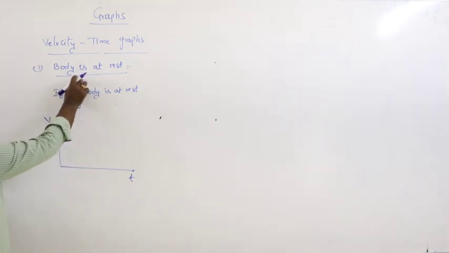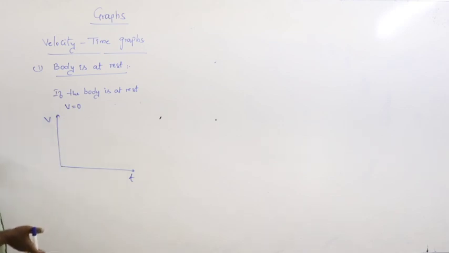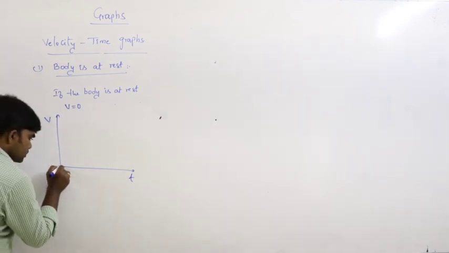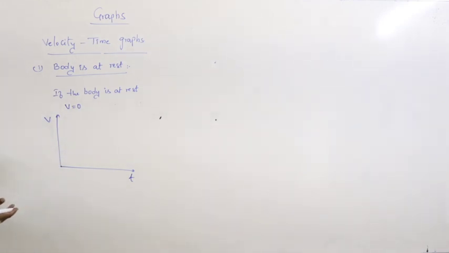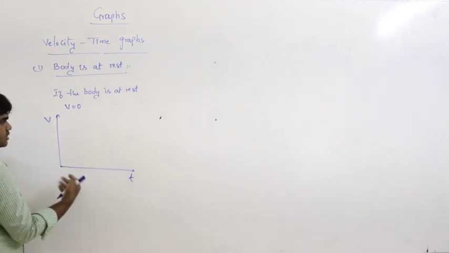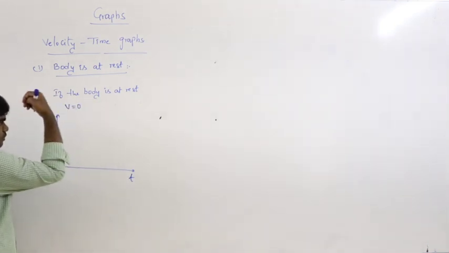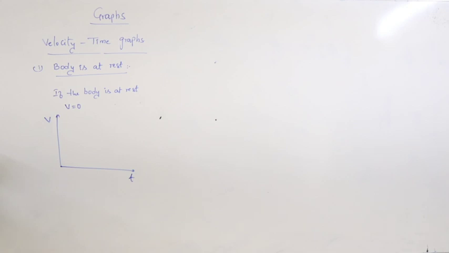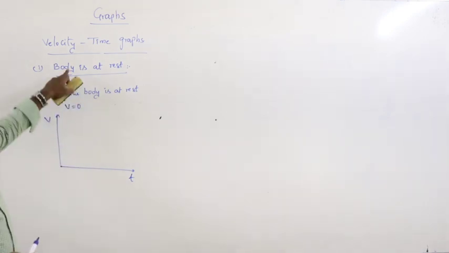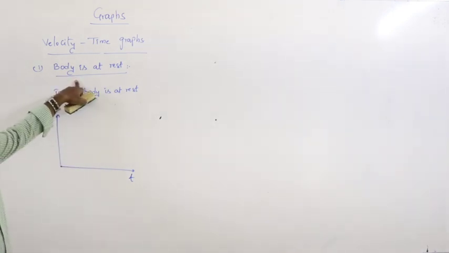When the body is at rest, what is the velocity of the body? Zero. How can we represent zero? Whatever the increase in time, if the body is at rest, the velocity must be zero only. We are not able to represent the graph between velocity and time in this situation.